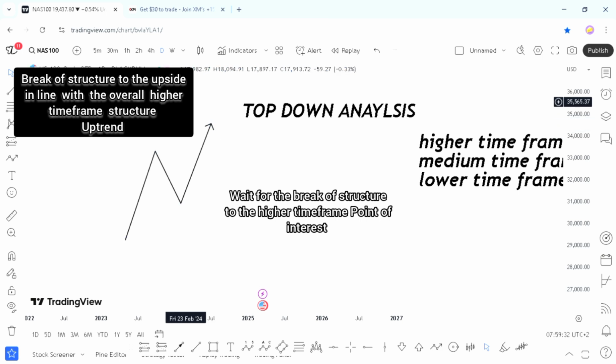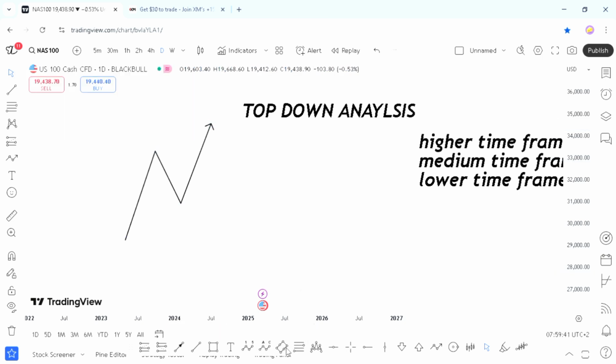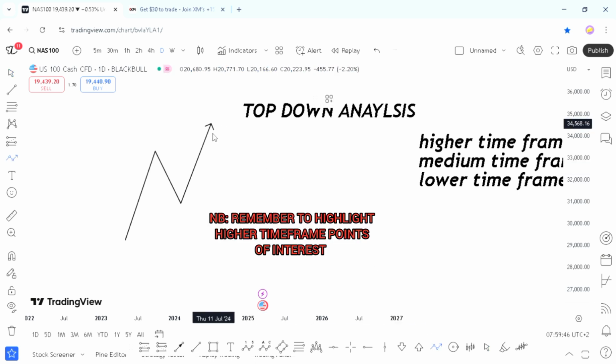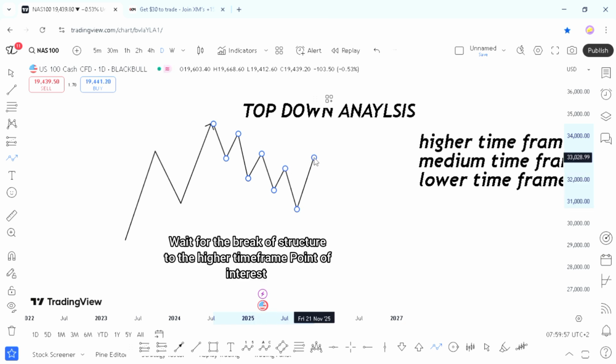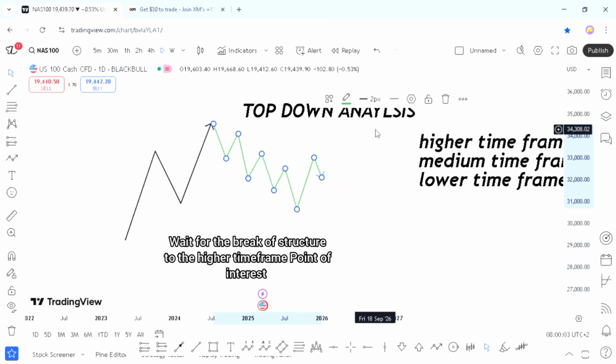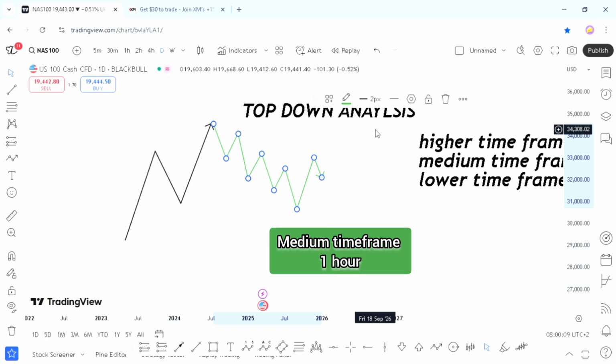Like I said, guys, if this is a higher time frame, on our medium time frame we're going to be having a downtrend, the opposite of what was just on the screen. I just want to show you the medium time frame. We have to wait for its break of structure. All we have to wait for is a break of structure to the upside, and you can go down to the medium and lower time frames and look for a change of character.